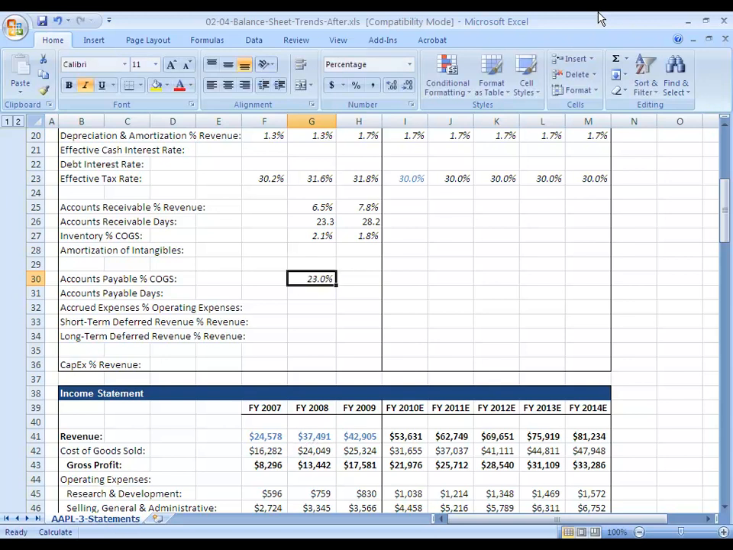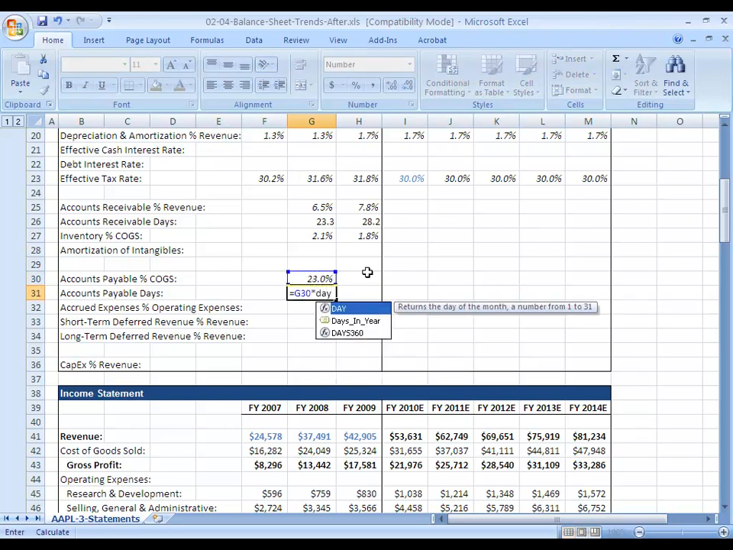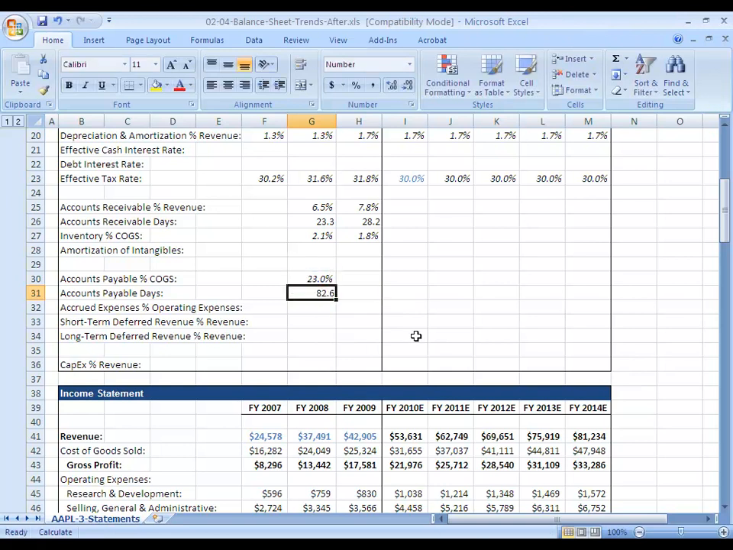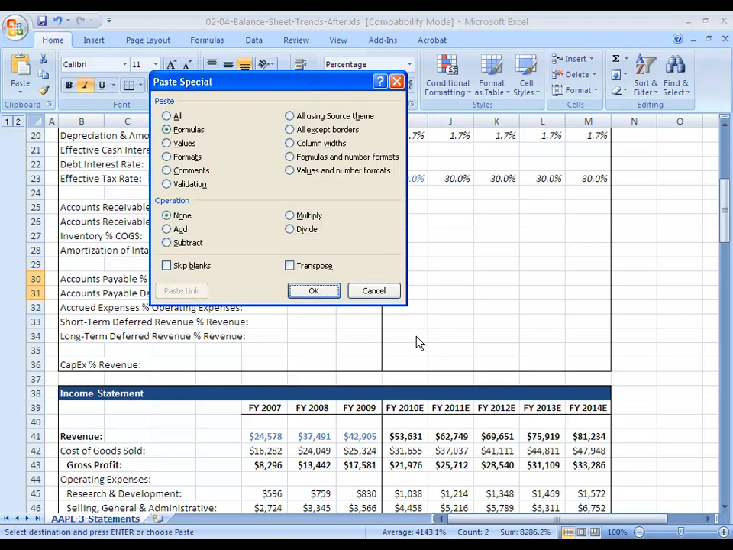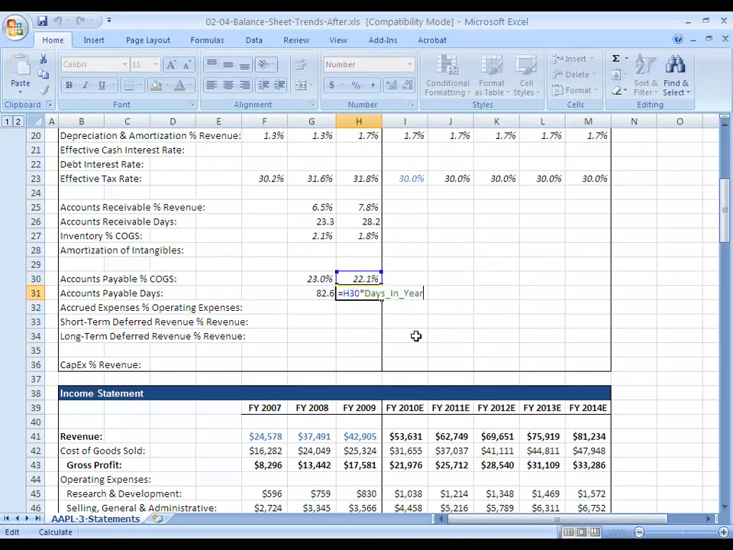For the accounts payable days, we're just going to multiply this by the days in year, once again, which is 360. And then we can just copy this formula across, Alt-ESF. So we see that accounts payable staying in the same range here, decreasing slightly year over year.